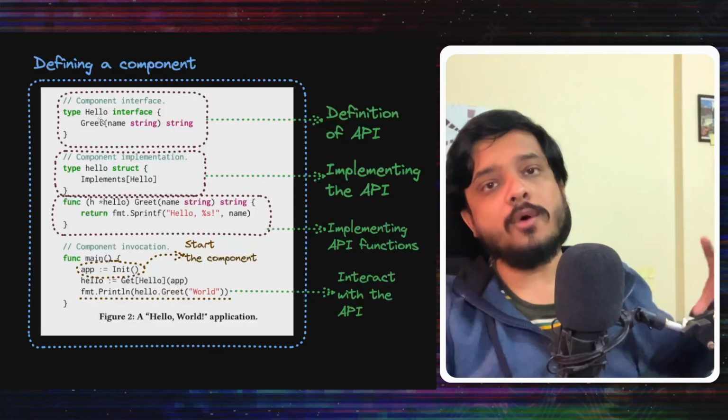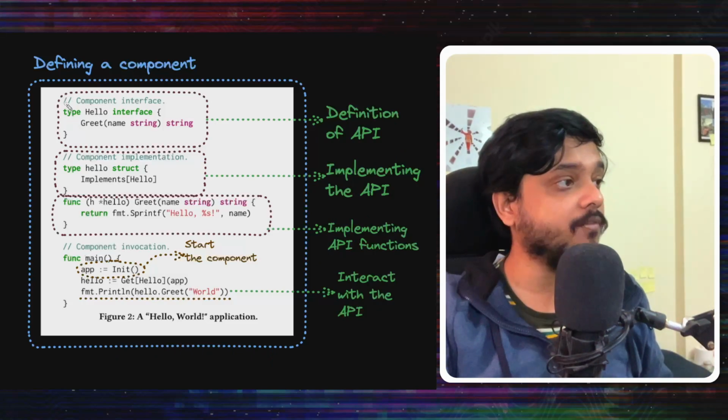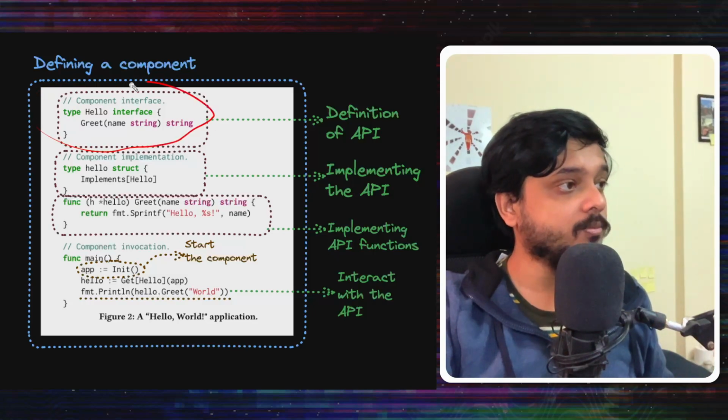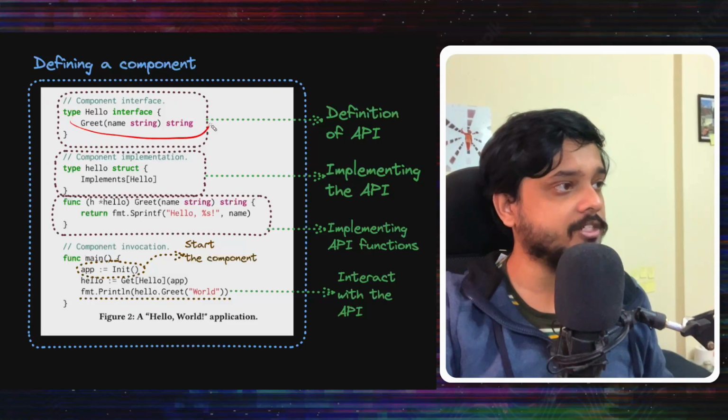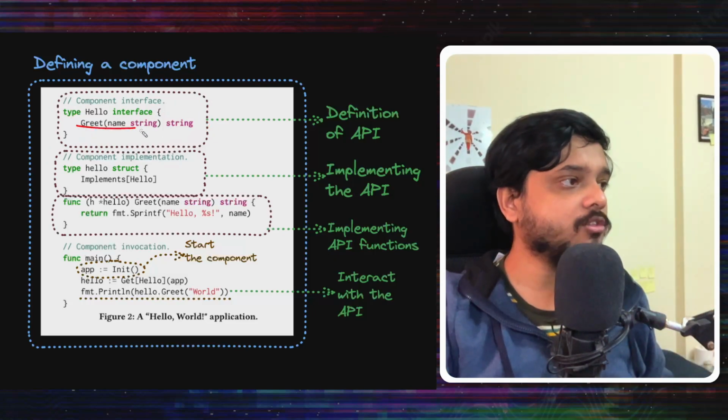To move forward, look at this Go code from the paper. This is how we are defining an API for a component, or declaring a component basically using an interface. The API is basically the function signatures. Any other component which wants to interact with this component has to call this function to talk to it.